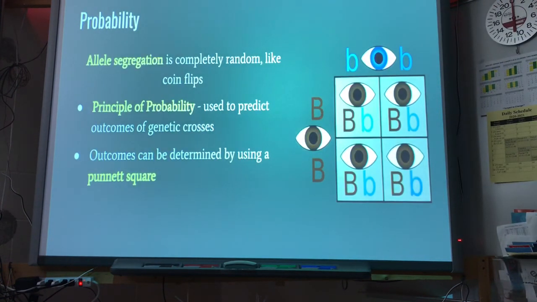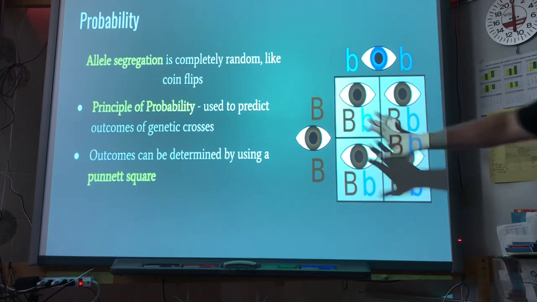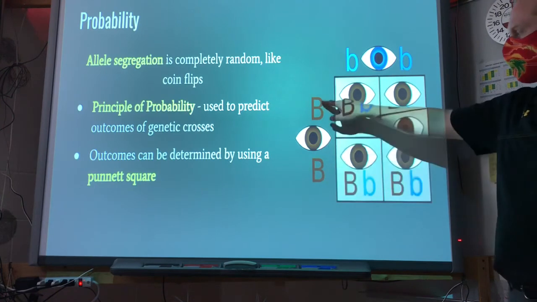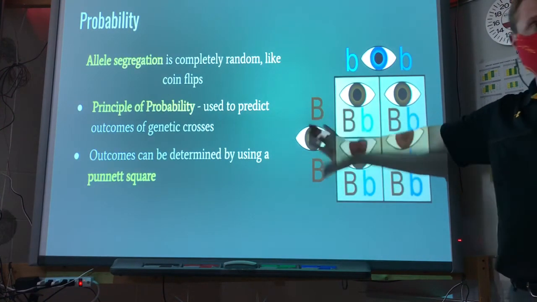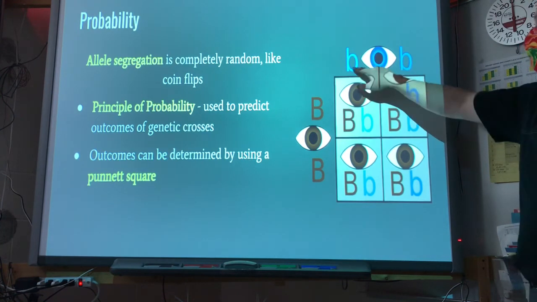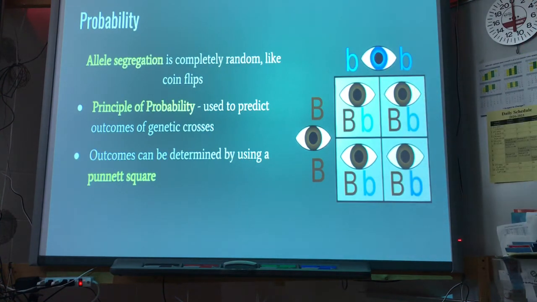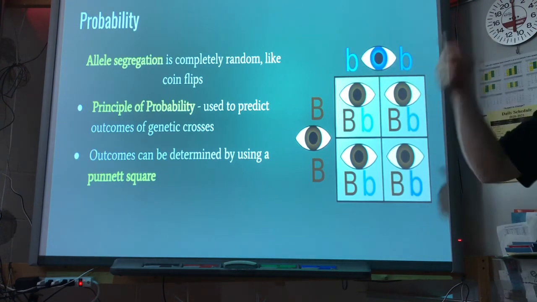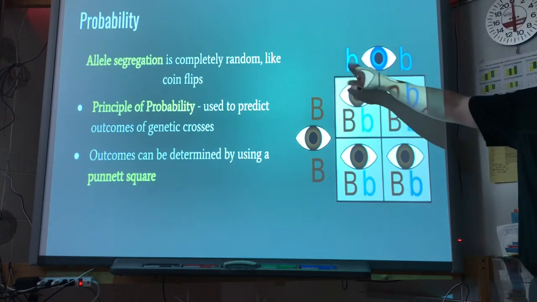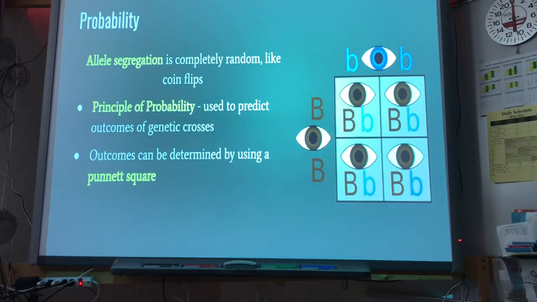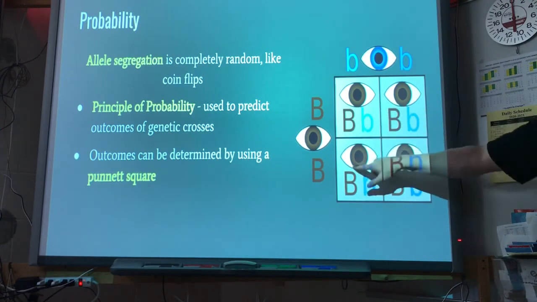So if your dad has brown eyes and your mom has blue eyes, and dad is homozygous dominant, right? Homo, same, dominant. Mom is homozygous recessive, homo, same, recessive, lowercase. Which allele is mom going to pass on? We don't know. It's a flip of a coin, a random event. I don't know if she's going to pass on this one or this one. Which one is dad going to pass on? I don't know, this one or this one. It's a new flip of the coin. So I don't know if I'm going to be this one, this one, this one, or this one.